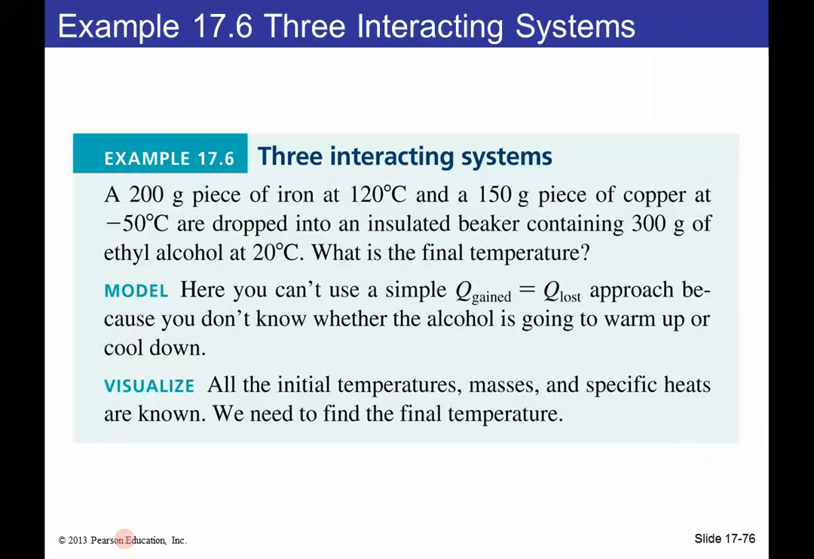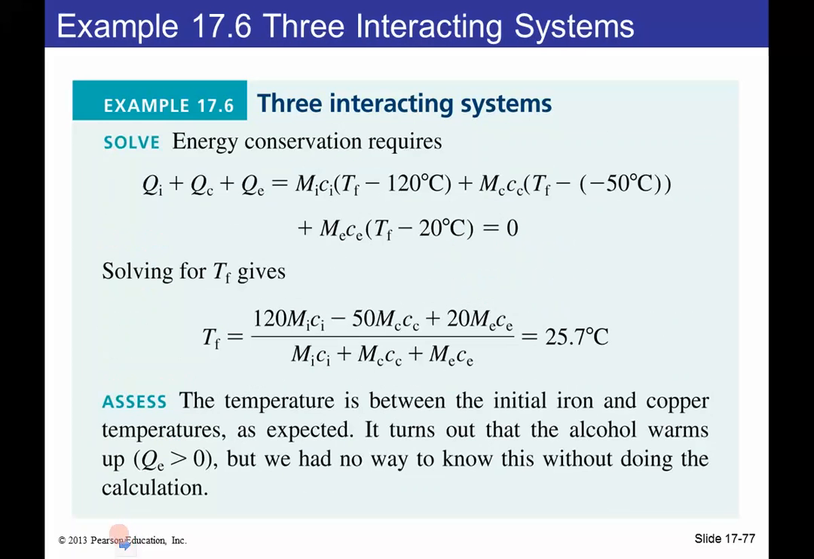So let's look at a simple problem here. We have three interacting systems. So we have a 200-gram piece of iron at 120 degrees, 150 grams of copper at minus 50 degrees, and all this is dropped into 300 grams of alcohol at 20 degrees. What is the final temperature of the system? Well, we have three systems here, so we cannot use this equation for two systems. So what we need to use is the main equation that says that the heat for the iron plus the heat for the copper plus the heat for the alcohol, all that has to be equal to zero.